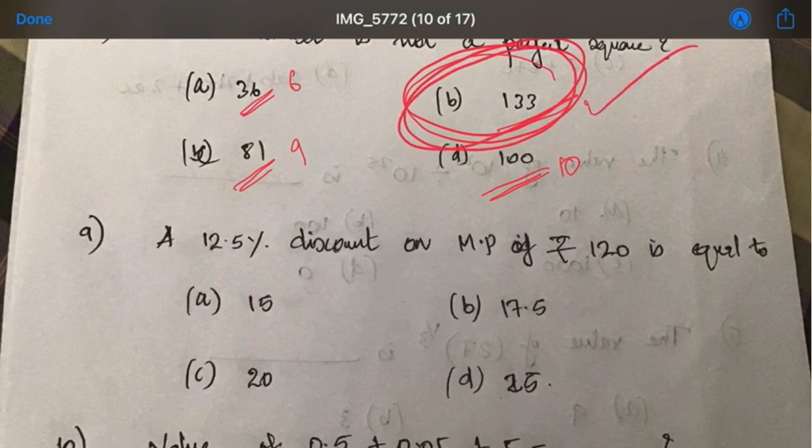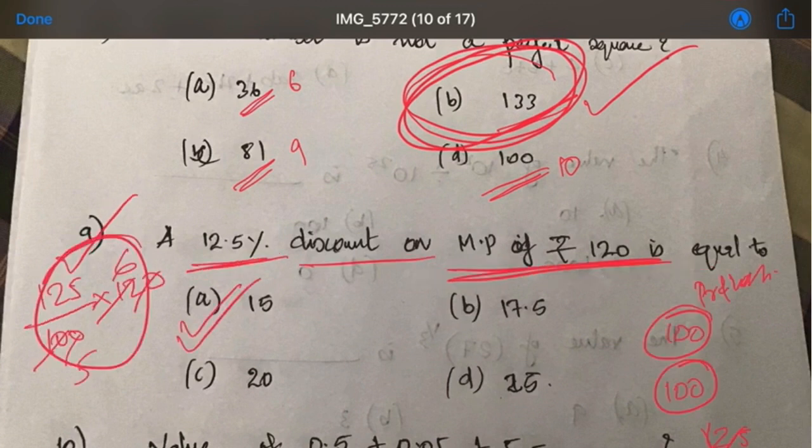A 12.5% discount on MP means marked price of rupees 120 is equal to. Guys, if you are getting any questions related to this profit and loss section, hope you all know this regarding the marked price, etc. So let's go to the next question without wasting time.